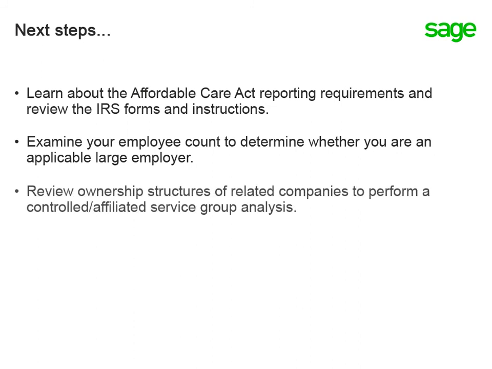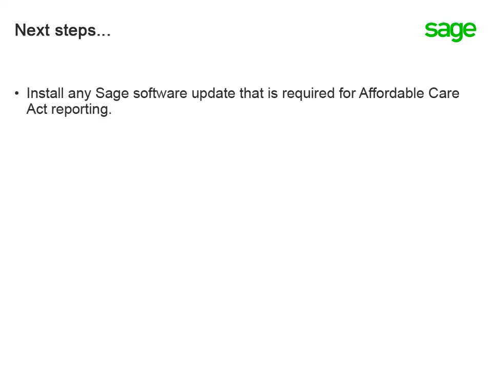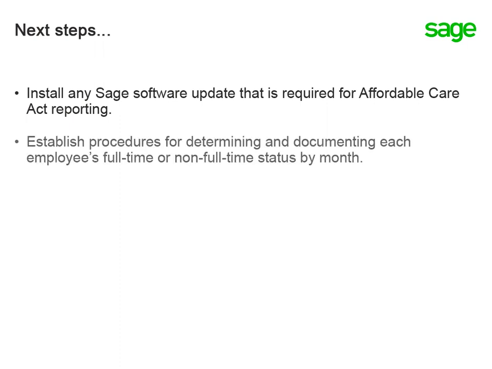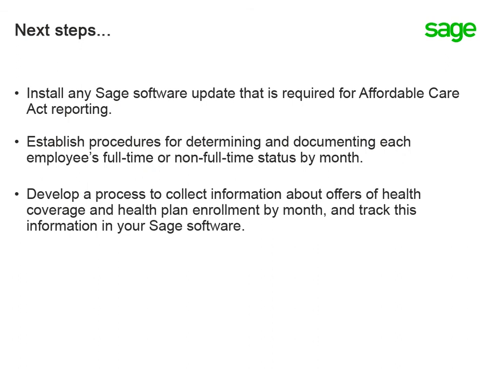For related companies with common owners, review the ownership structure to determine if you're part of a controlled or affiliated service group that collectively has at least 50 full-time employees and equivalents. Your Sage software may require you to install an update to support Affordable Care Act reporting. Look for software notices for instructions in the coming weeks. Gather essential information on your employees and their healthcare coverage by month and track this in your software.